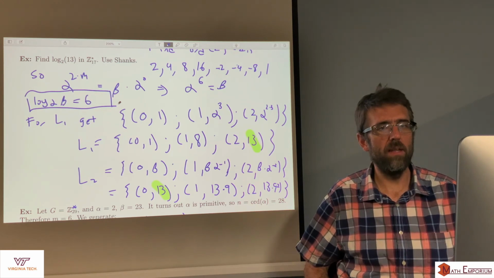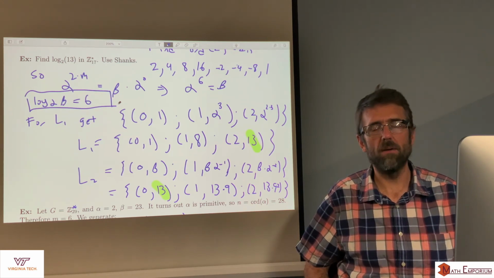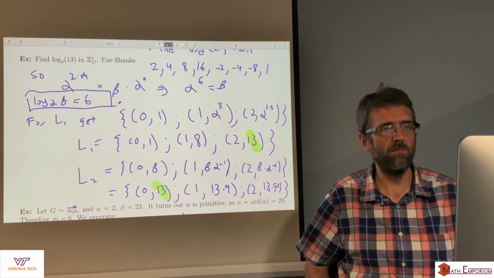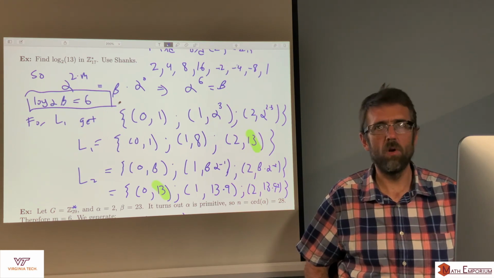So what we're going to do then is again look at some randomized algorithms for solving discrete log problems, and we'll look at the Pollard rho algorithm for solving discrete logs next time.